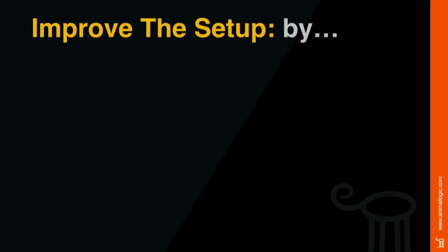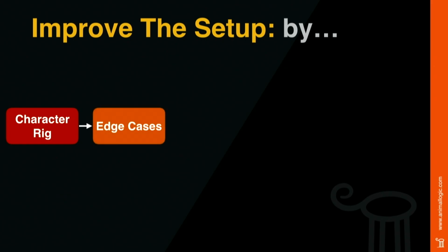Now, what's our process to make sure that we're actually improving things? Well, basically, we treat our character rig as a program. What I mean by that is that we are constantly improving it to handle more and more edge cases as we get them from shots. We fix any bugs as we find them.